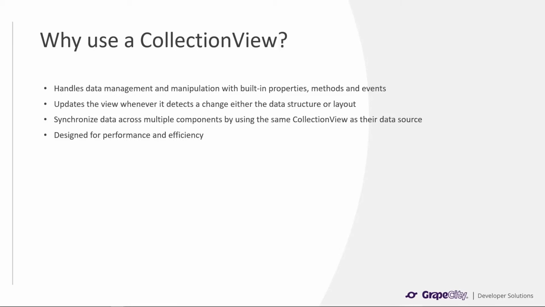Like I had mentioned previously, collection views come with a host of built-in methods and events that make it easier to handle changes in your data, but a collection view will also automatically update your view whenever it detects changes in your data. It also allows you to synchronize your data across multiple components by using the same collection view as their data sources, and is designed to be able to handle collections of data with hundreds of thousands of objects easily and quickly.